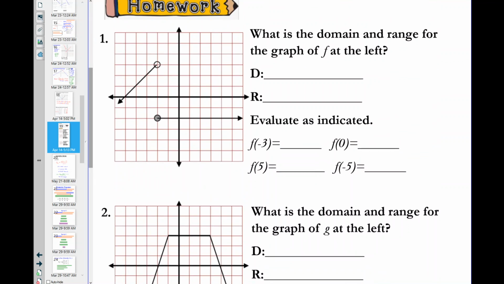What is the domain and range for the graph at the left? Let's assume that this is shaded in here. I don't know how it looks on your paper, but it came out gray on my screen, so let's just assume that's a closed point. Yash, my domain expert, what is the domain?